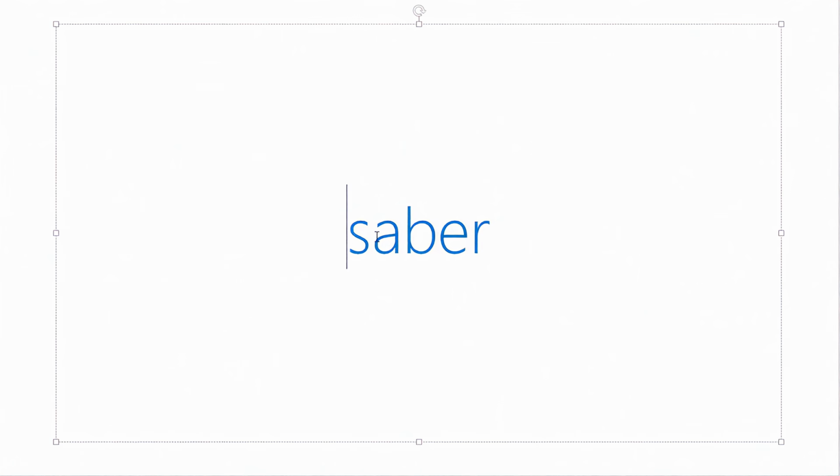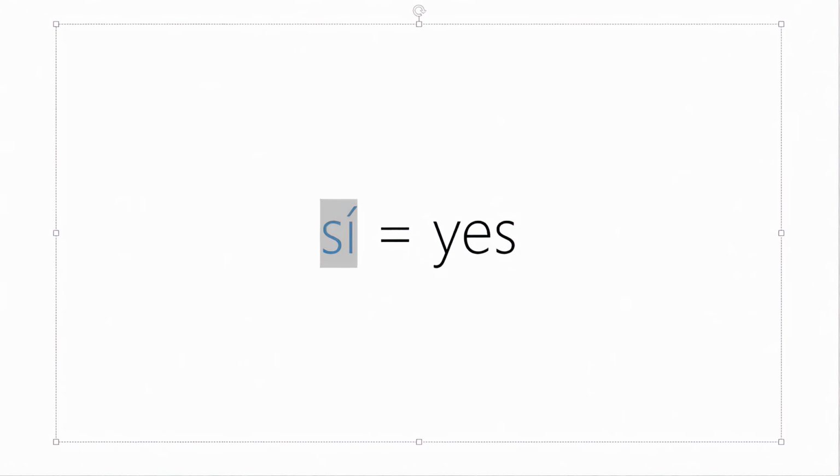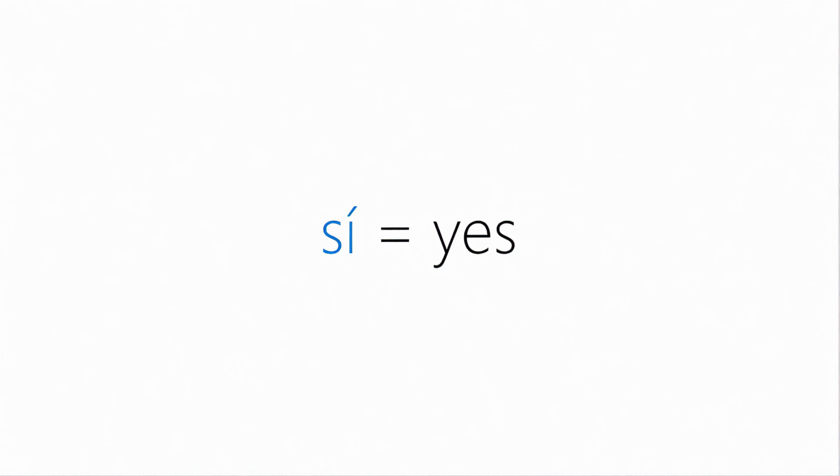The verb to know in Spanish is saber. We have sa and ber. Saber means to know. How would you say I need to know? Necesito saber. The word for if is simply si. Now, if you see this word si written with an accent over the I, it means yes. But without the accent, that same word si means if.